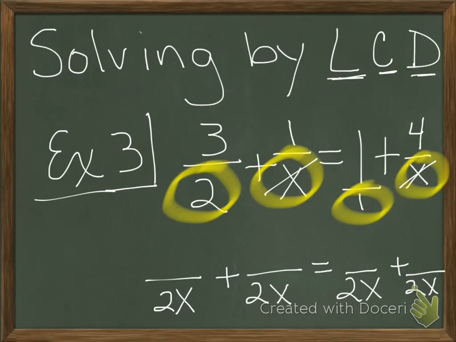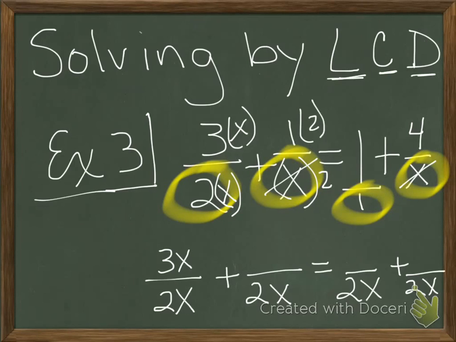Then I just need to see what do I multiply by. For 3 over 2, down in the denominator I have to multiply by x to make it be 2x. So I multiply by x in the top, so that makes it be 3x. For x, I need to multiply by a 2 to make it be 2x, so I multiply this numerator by 2, and 1 times 2 is 2.